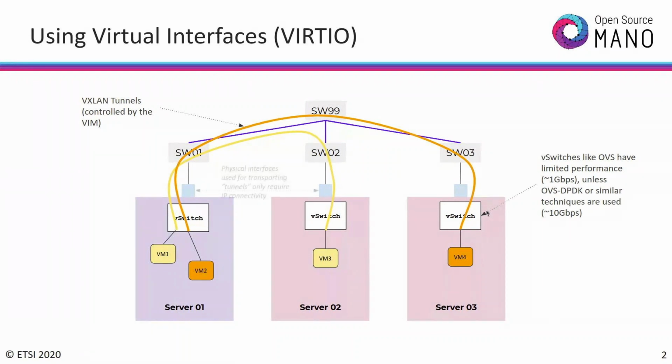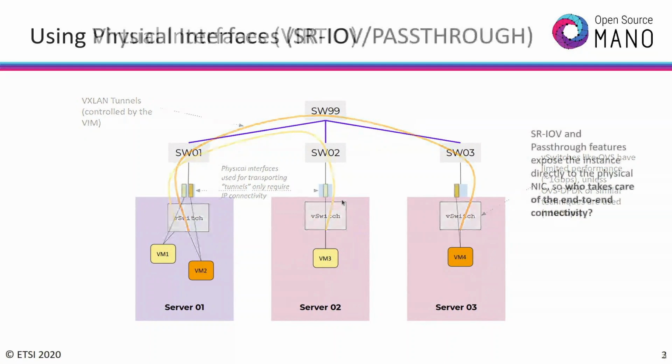So physical interfaces are just used for transporting the tunnels. They only require IP connectivity. This can be the internet. It can be anything. As long as there is IP connectivity, these tunnels will work. Okay. This is by default what we use between virtual machines.